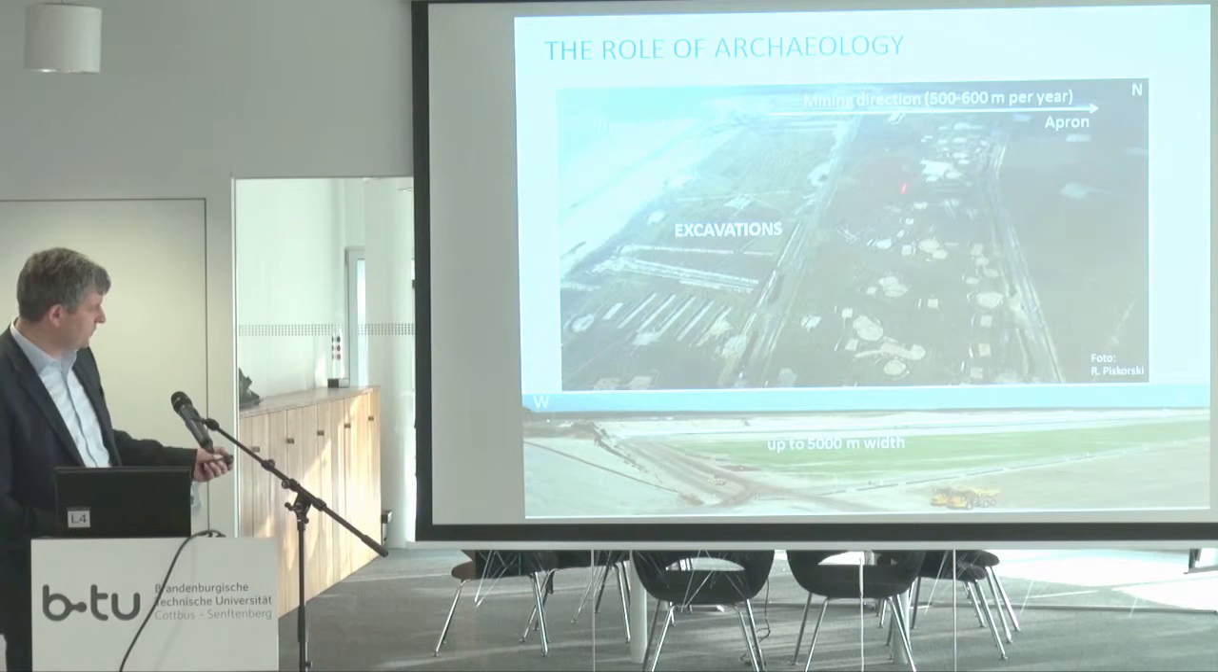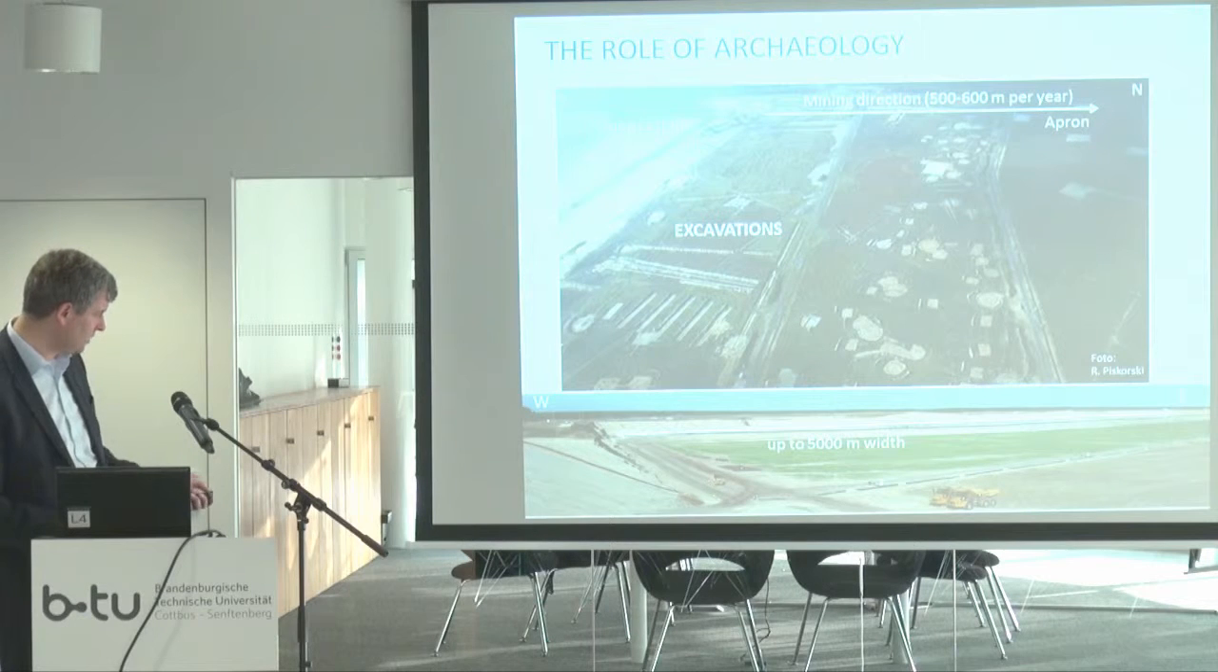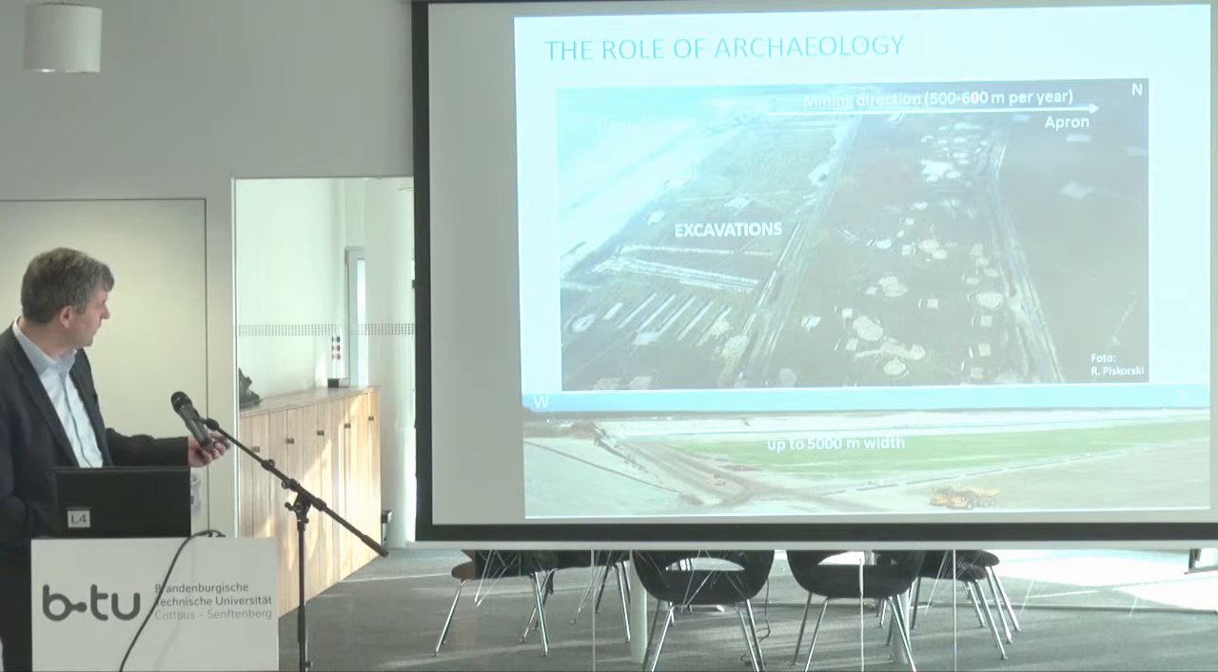So the strategy of the mining is the strip would be here in the south. This is again here in Jänschwalde. So the mine operates in this case from south to north, with a velocity of about 500 meters per year. And the width can be up to 5 kilometers. So every year, an area of 500 meters depth and 5 kilometers width is destroyed.